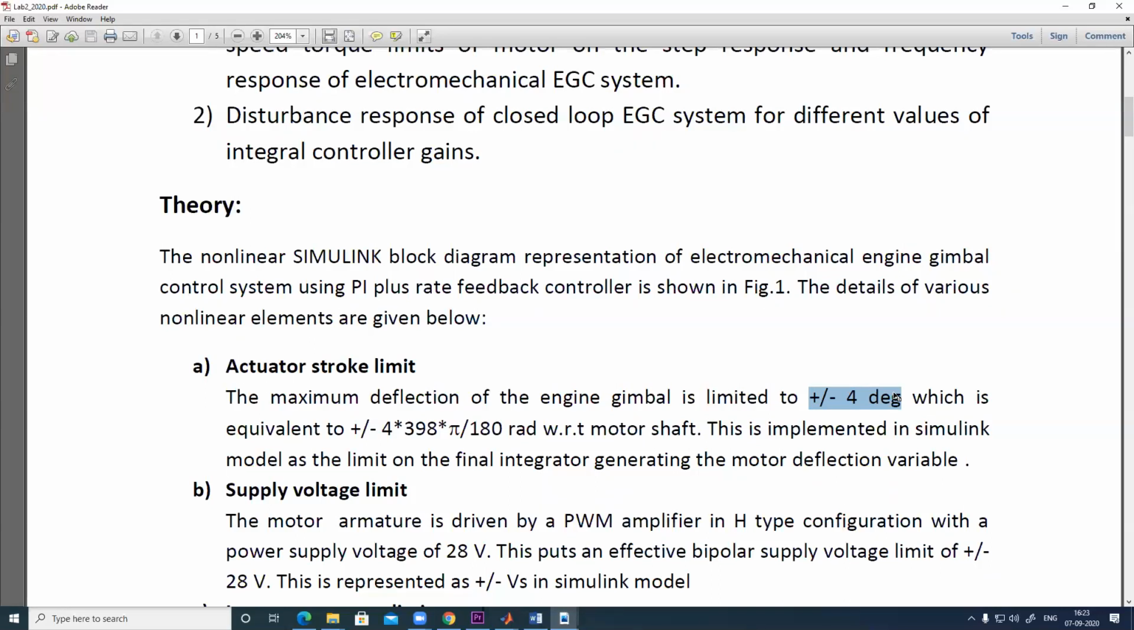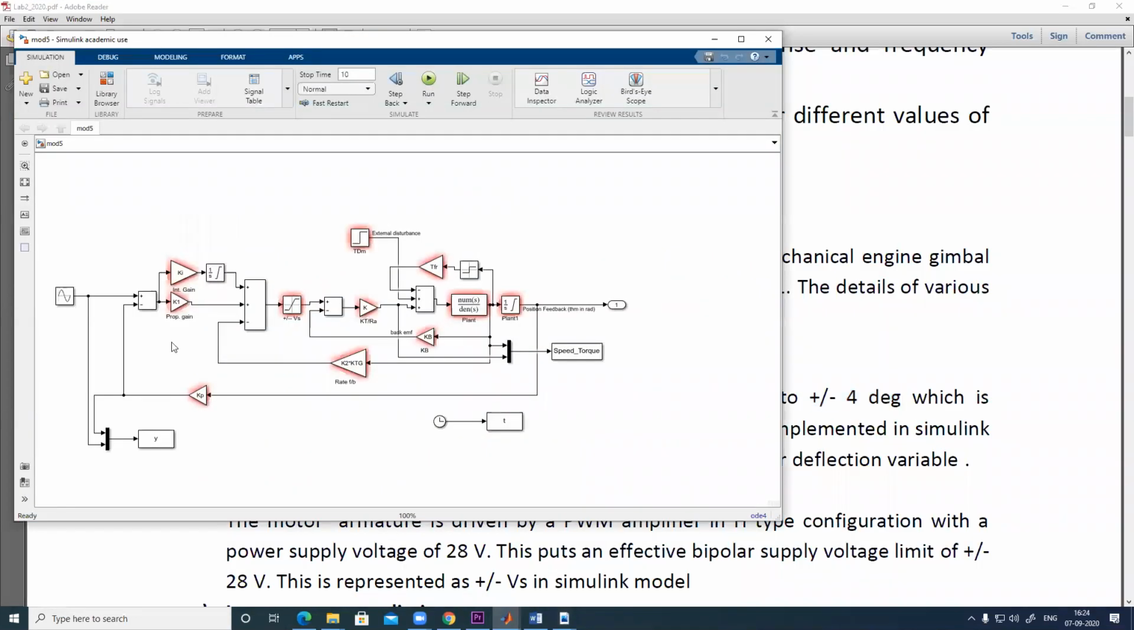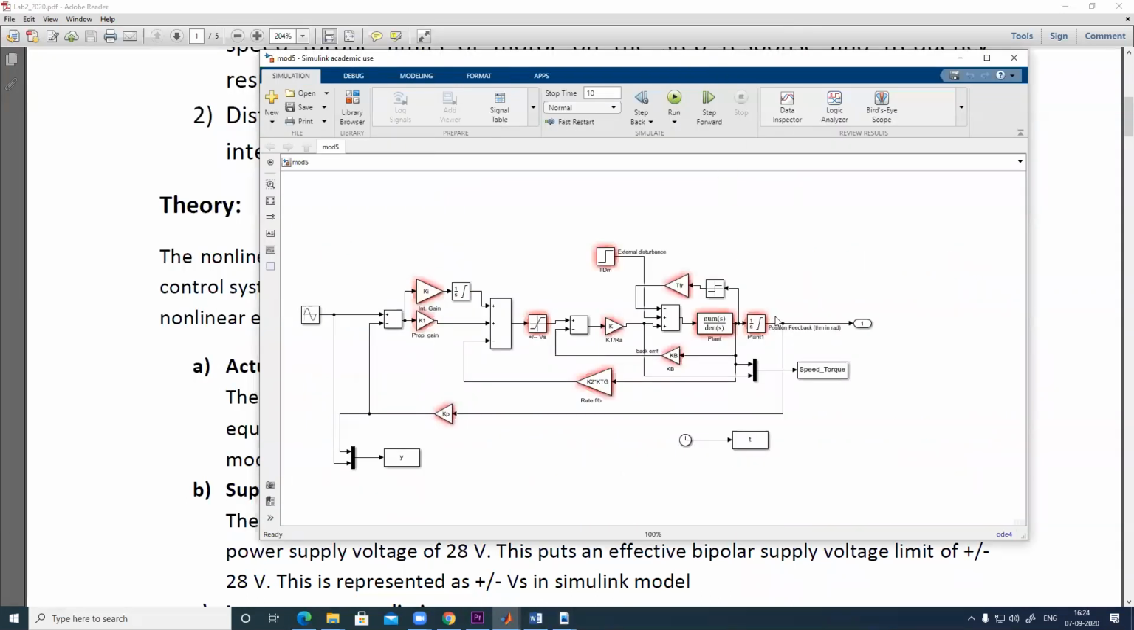That equivalent to motor side will be, you have to multiply it with that gear ratio. So gear ratio is 398. So this motor side it is minus 4 multiplied by 398 into pi by 180 with respect to motor shaft. So last time what you implemented, these things. So this is the motor side deflection here.